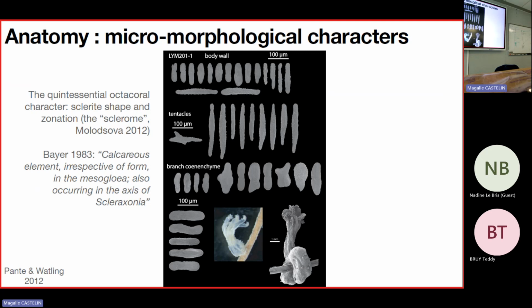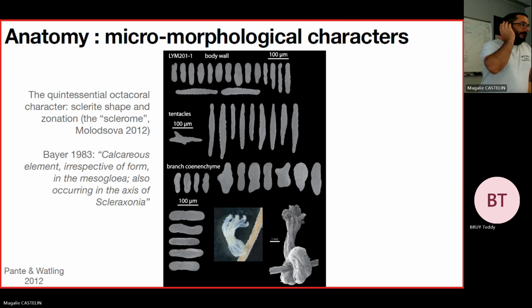What is a sclerite? Always the same literature source, Bayer et al. 1983. The sclerites are calcareous elements, irrespective of form, in the mesoglea, also occurring in the axis or sclerocorthecum. So now they are packed up around the skeletal axis. Unless the taxon doesn't have sclerites, sclerites will be reported in a description of these taxa. It's really a quintessential character.